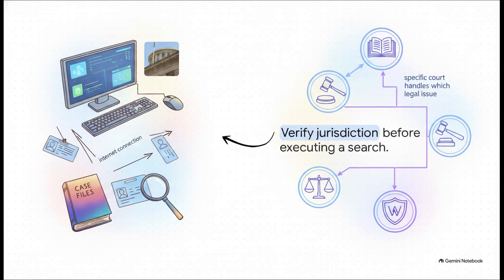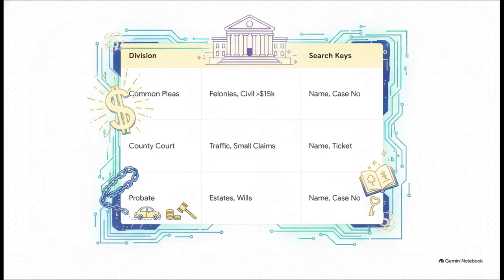The beauty of this whole process? The barrier to entry is practically zero. All you need to get started is a computer, a steady internet connection, and the subject's exact name or case number. But here's the catch. You also must know which specific court handles which legal issue. Because generally speaking, you can't just search everything all at once. So the absolutely crucial point here is matching your case to the right division.